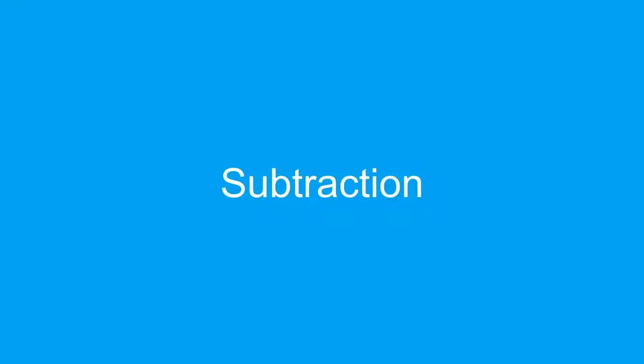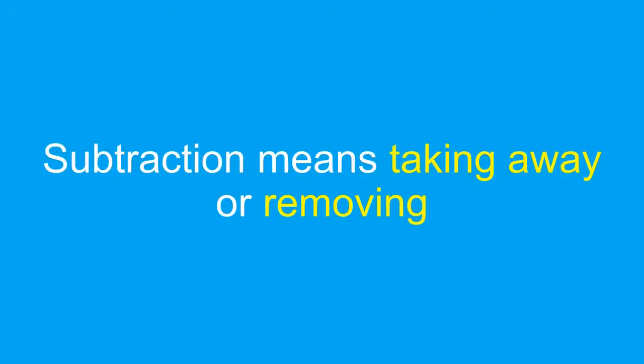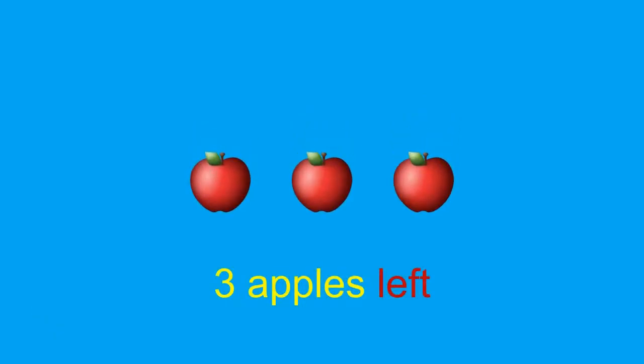In this video, we will learn about subtraction. Subtraction means taking away or removing. Let's say I have 5 apples. I ate 2 apples. And after eating, we only have 3 apples left. When I ate the apples, I'm subtracting away 2 of the apples. So subtracting is just taking away or removing some amount.